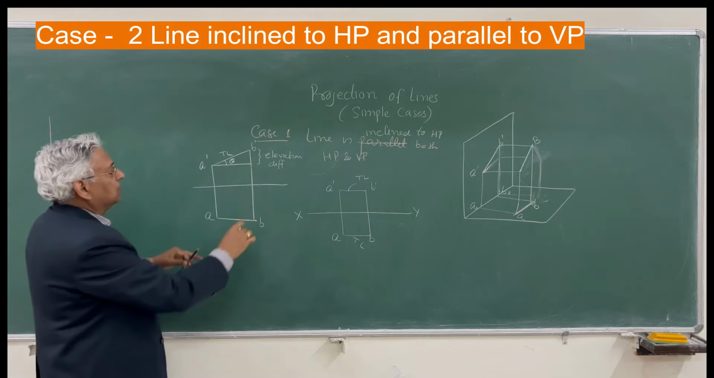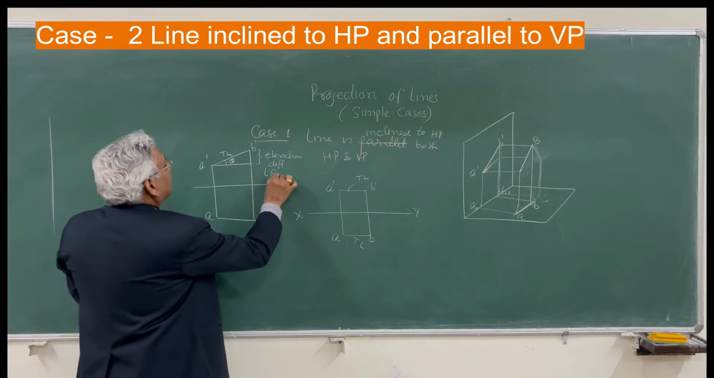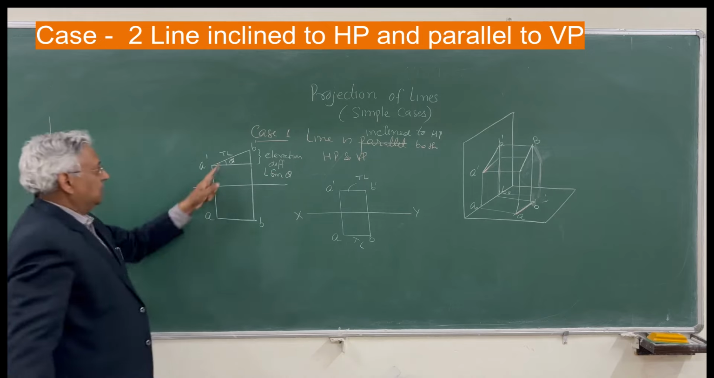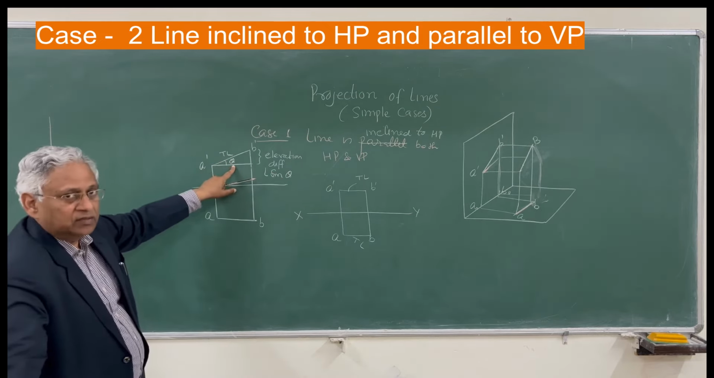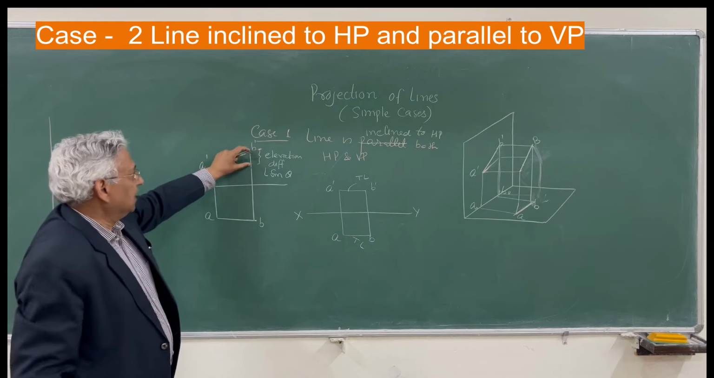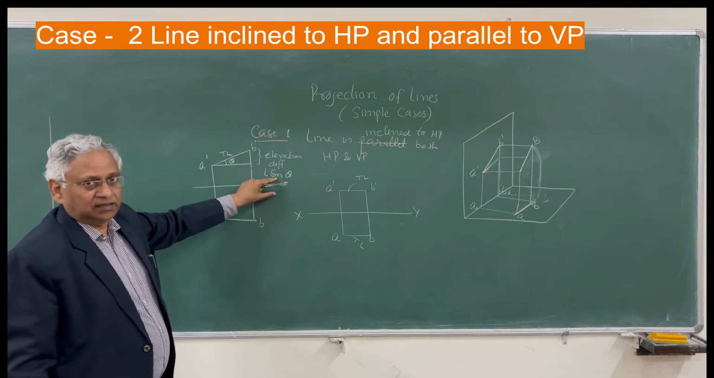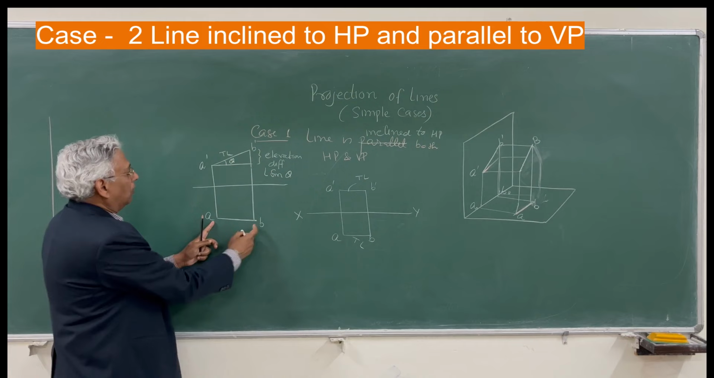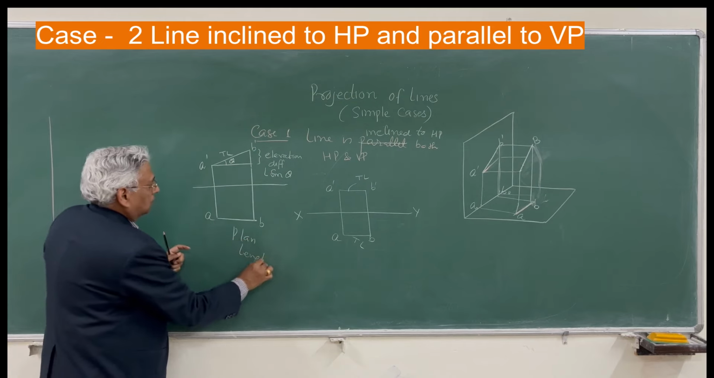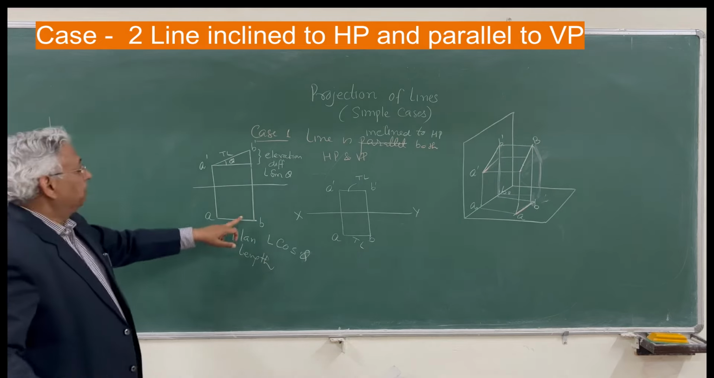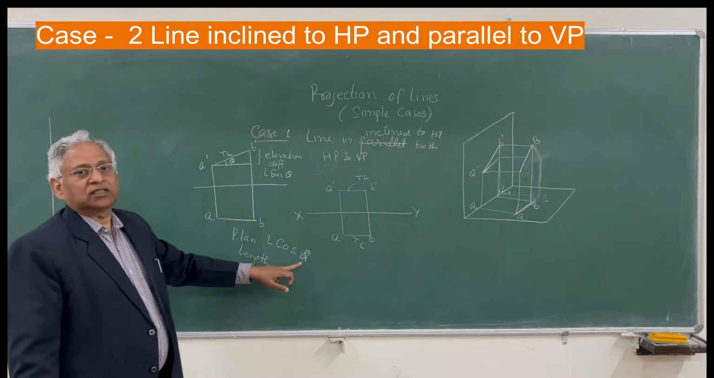This elevation difference is L sine theta, if L is the length of the line and theta is the angle made by the line with the horizontal plane. And this is what we call the plan length. Plan length will be L cos theta.